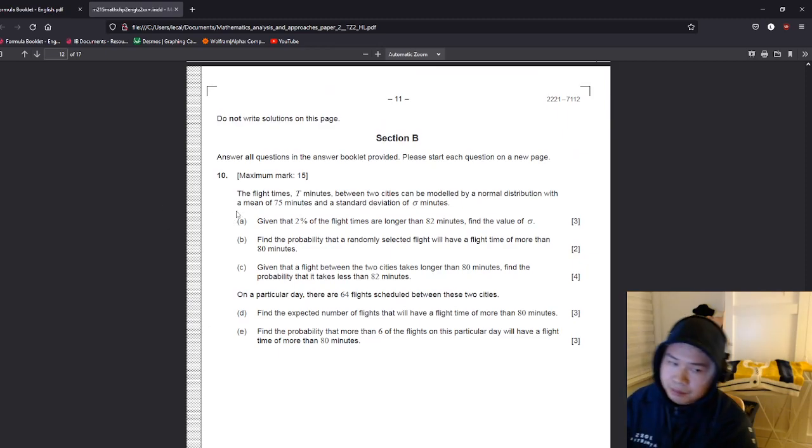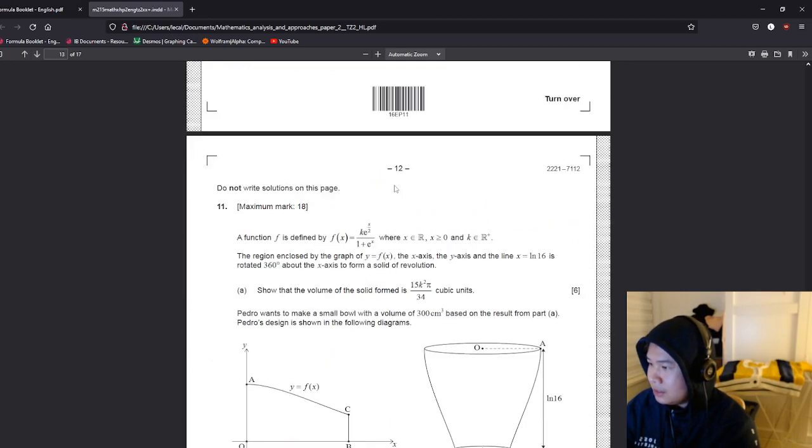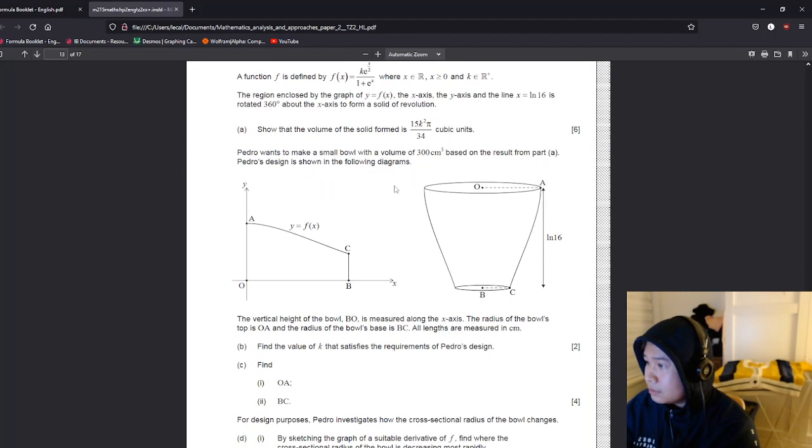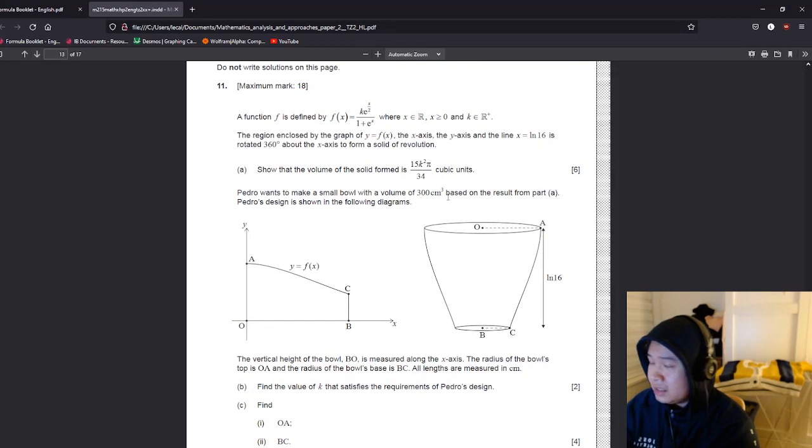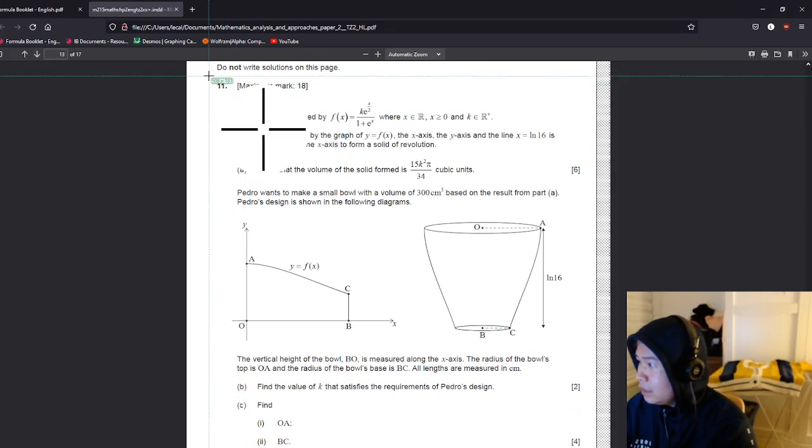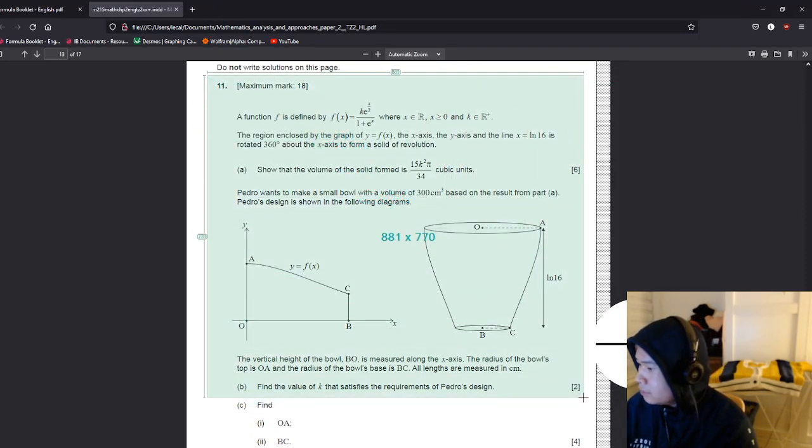And then now we're on to section B. This one's an SL question, so go watch that video. This one is not an SL question because it has volume of rotated whatevers.